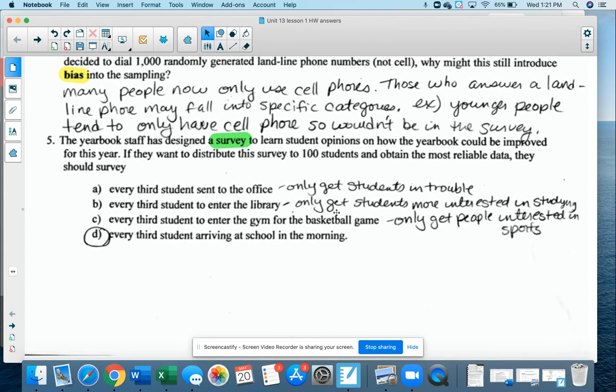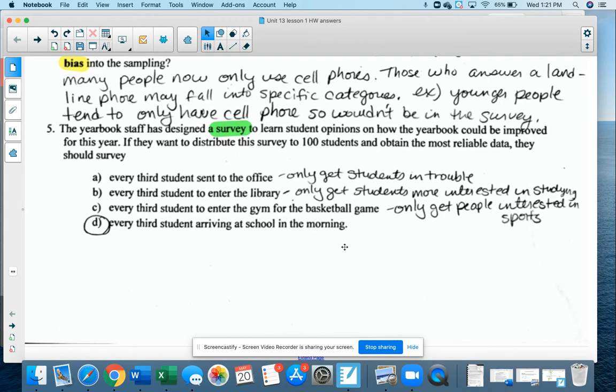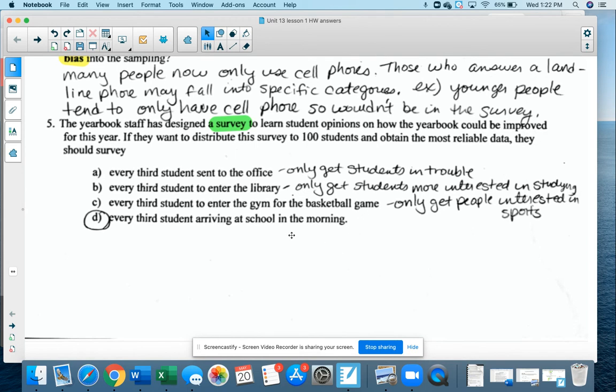5, a yearbook staff has designed a survey to learn student opinions on how the yearbook could be improved for this year. If they want to distribute the survey to 100 students and obtain the most reliable data, they should survey. And choice D, every 3rd student arriving at school in the morning. If you surveyed people who were sent to the office, those might be students who only got in trouble. Students who enter the library might be more inclined to study more than an average student. Every student who enters the gym for a basketball game might be more into sports. So you just want to get a random sampling.